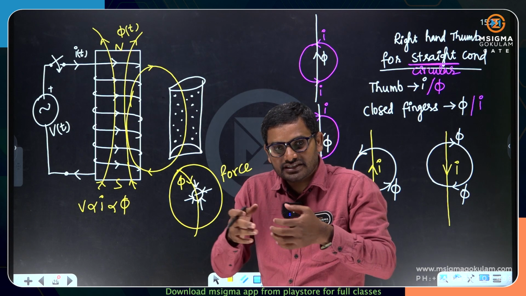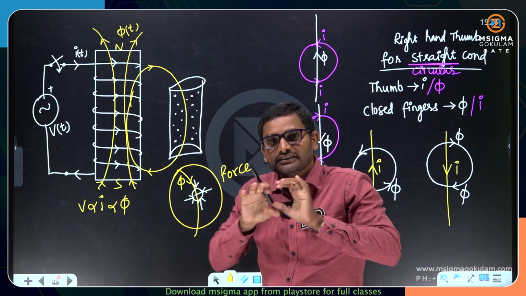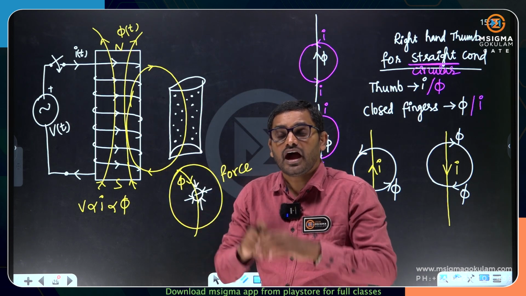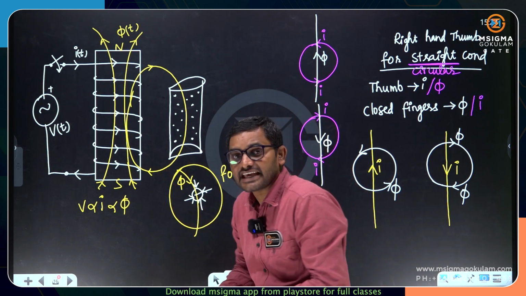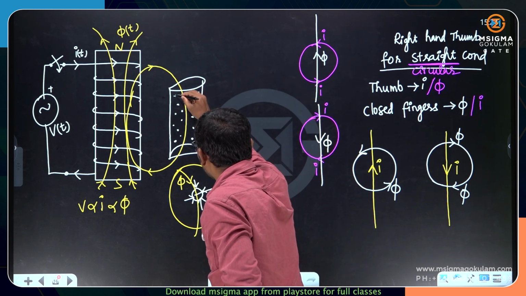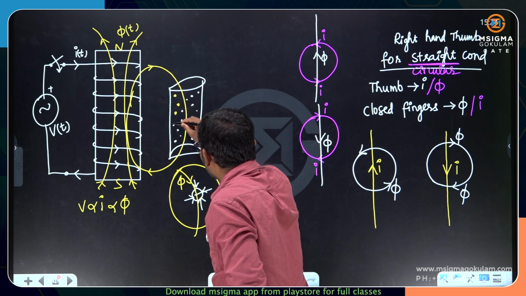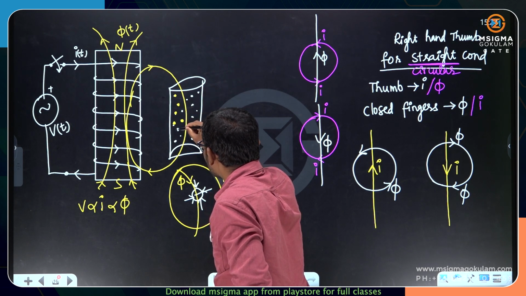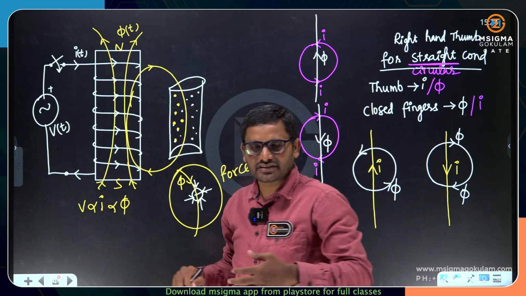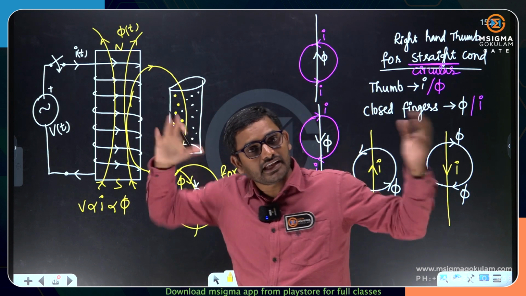If an attraction force is created, the electron will be attracted. If a repulsion force is created, the electron will be repelled. On the whole, the electron is energized. So on each and every electron, a force is created. What this means is, on each and every electron, not all the electrons.